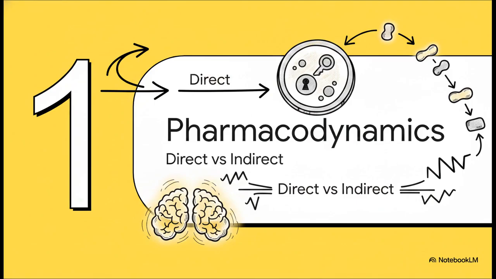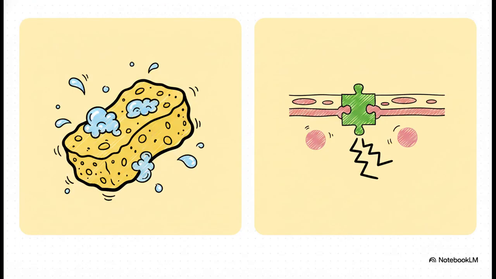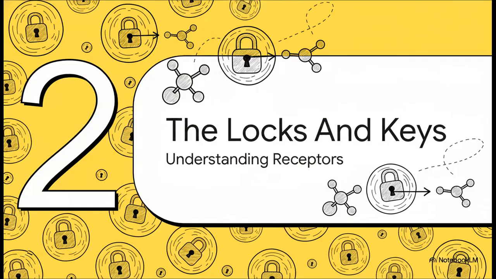Direct versus indirect action. Let's start with the absolute basics of how a drug actually pulls off its effect. It's actually really fascinating to contrast a simple chemical reaction, like an antacid using direct action to just soak up stomach acid, like a sponge, with the complex, indirect actions that most of our medications rely on. Indirect action requires a highly specific cellular communication system. Which brings us to Section 2, the locks and keys, understanding receptors.